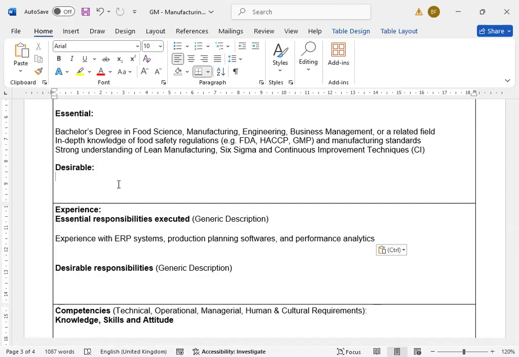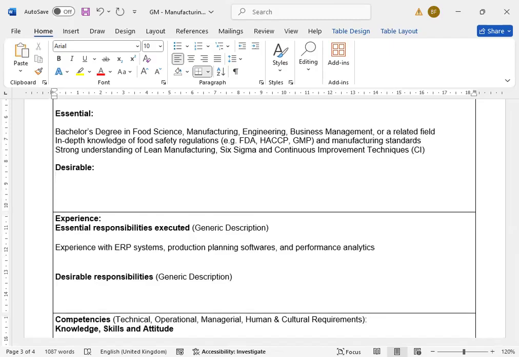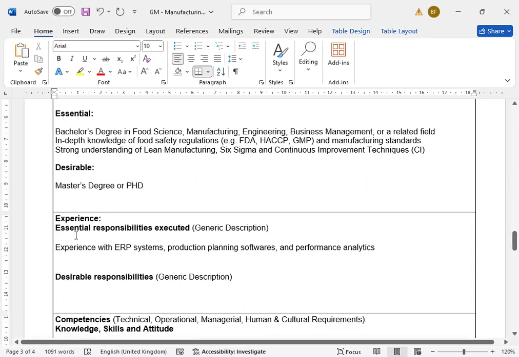For desirable, I would say a master's degree, or let's say a PhD. That's it. But this is not important. What's important is the essential, and the recruitment manager would not even bother looking at it.